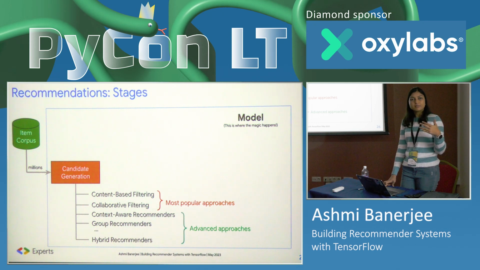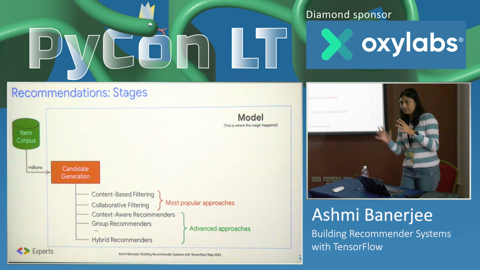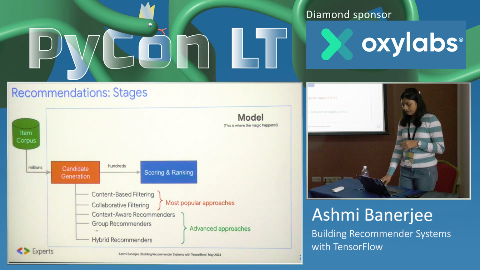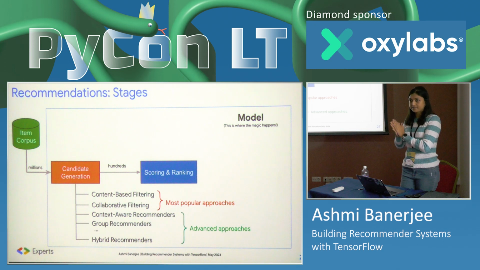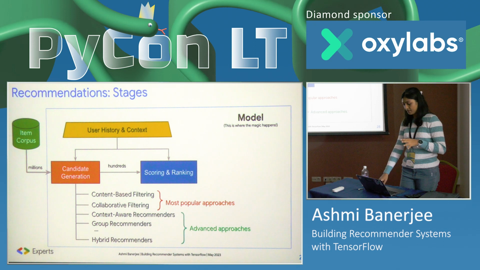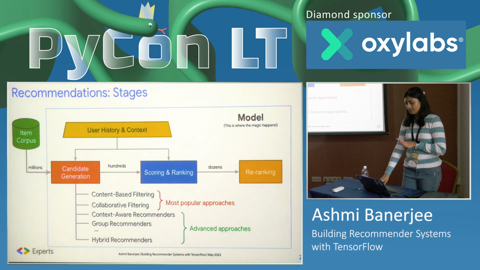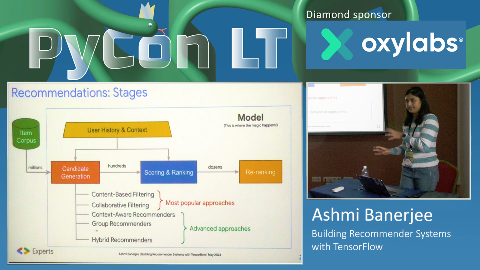So some are really popular and the very basics of recommender systems, while the other ones are a bit more advanced approaches. So you have the first stage: the item corpus takes in inputs of millions of items. There's a candidate generation step happening, and then you get hundreds out of the millions, and then you use some sort of scoring and ranking mechanisms to rank the items into dozens of ranked list of results.